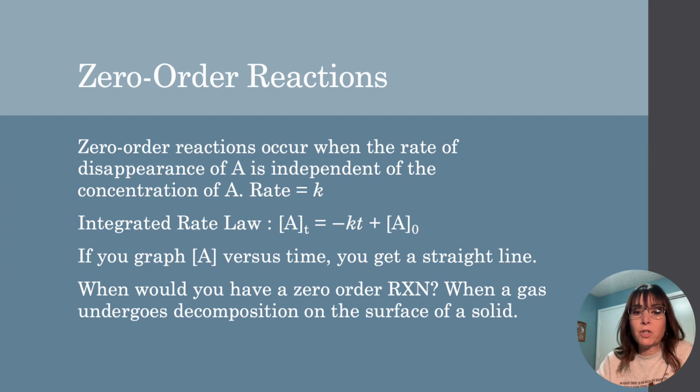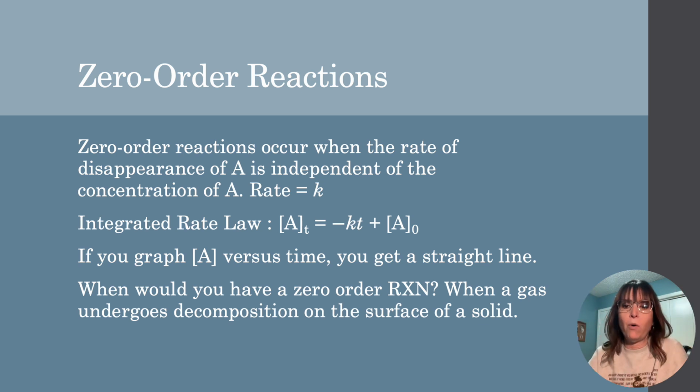Zero order occurs when the rate of disappearance of A is independent of the concentration of A. In other words, the rate has nothing to do with the concentration of that particular chemical. I mean, imagine you have a box of this chemical and you just dump the whole thing in. It's not going to make the reaction go any faster. That is zero order. So when you do the integrated rate law, you get that equation.